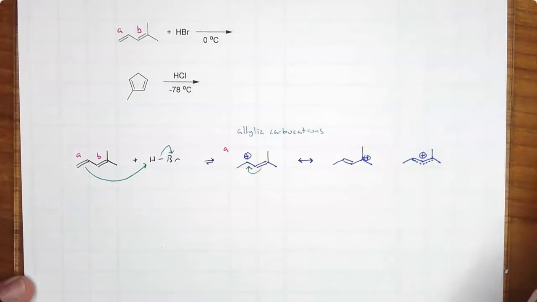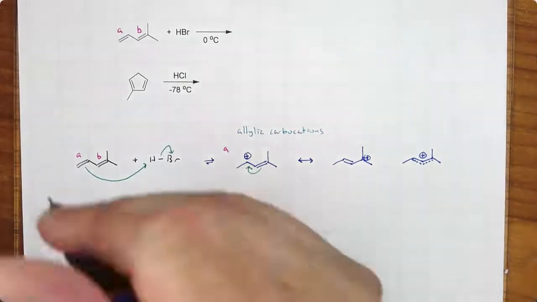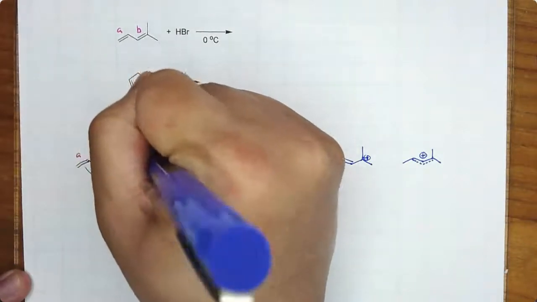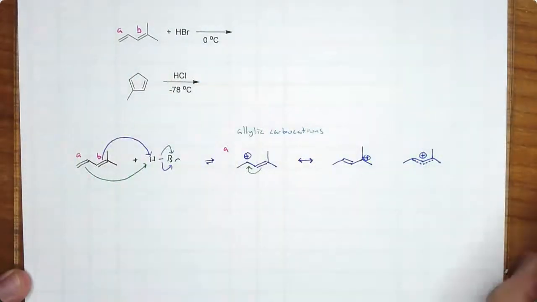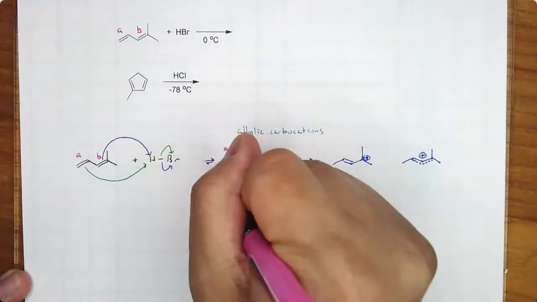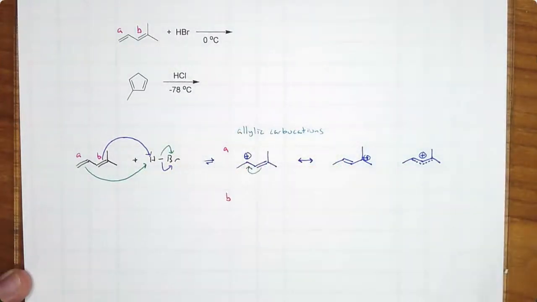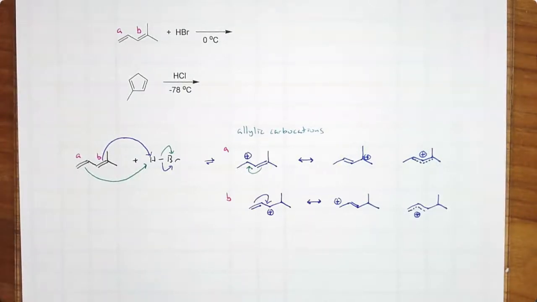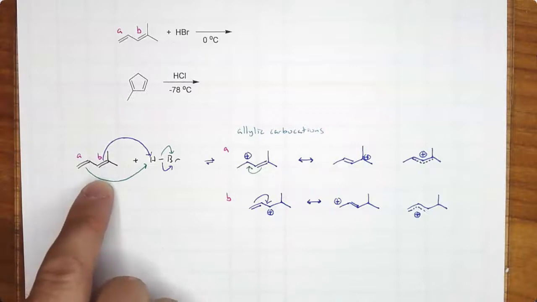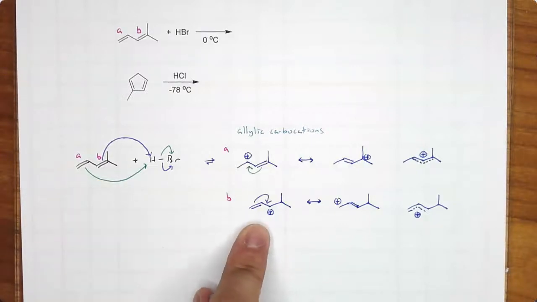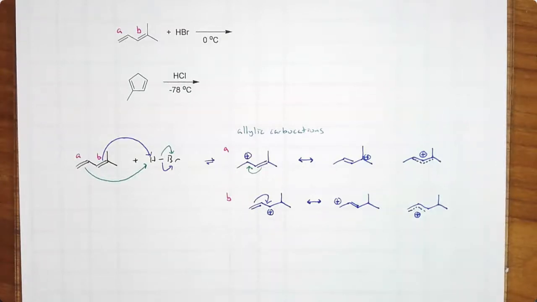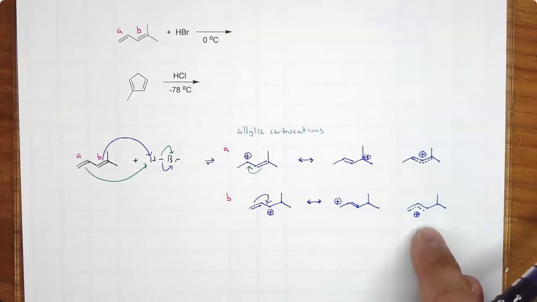So can you draw the carbocation that's coming from double bond B? I'll represent the movement of electrons using this purple arrow. And why don't you pause the video and draw the two resonance contributors. So here I have the two resonance structures representing the carbocation if double bond B is used. Again, it is allylic. That's why I put the plus charge here and not here. And I also drew the resonance hybrid.